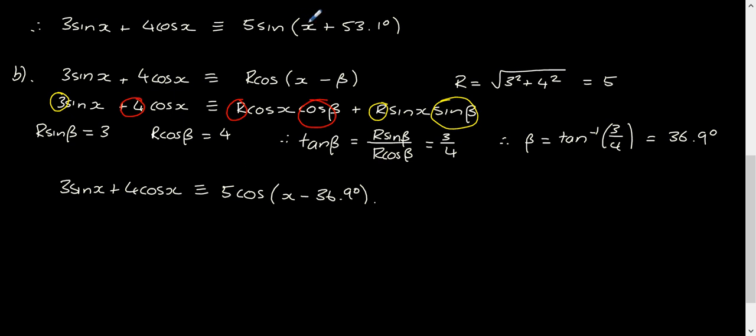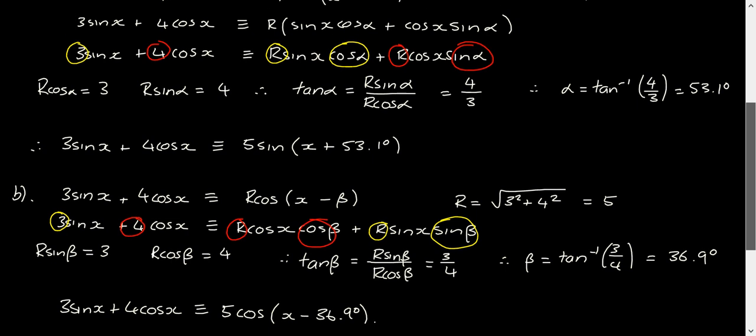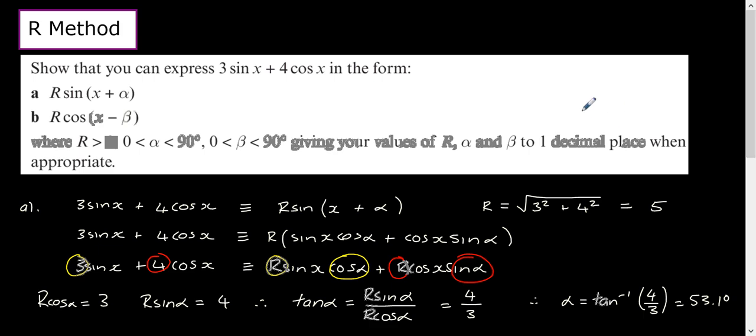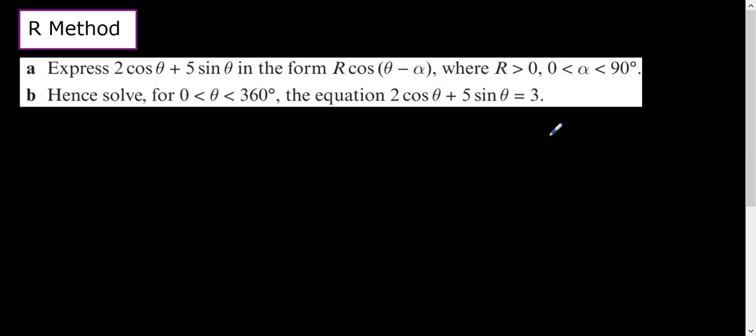This is transforming the sine curve to the left by 53.1, whereas this is transforming the cosine curve to the right by 36.9. And that places them both in the same place. They are the same graph, and that's why these two are the same. So that's the method. That's how you work with this. Why do we use it? Well, we can use it to solve equations. So let's have a look at this question here.